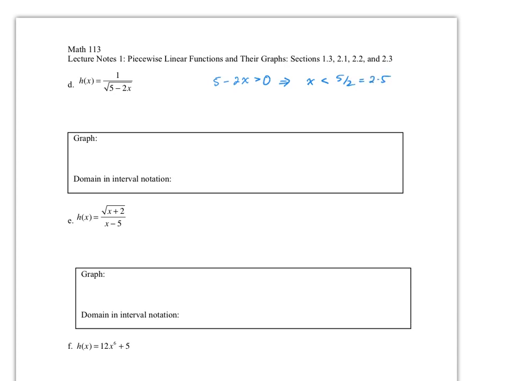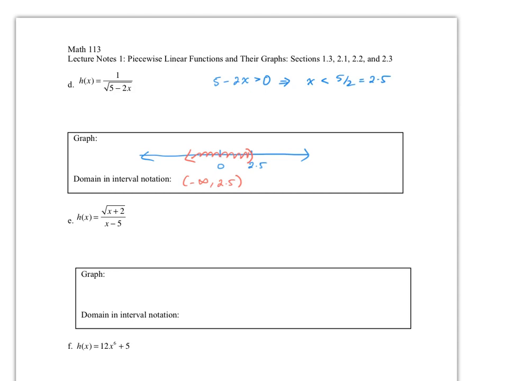So therefore the graph is going to change to this now. You're going to have 0, you have 2.5, but now you're going to use a parenthesis instead of a bracket, and the interval notation is going to go from minus infinity to 2.5 using also a parenthesis.